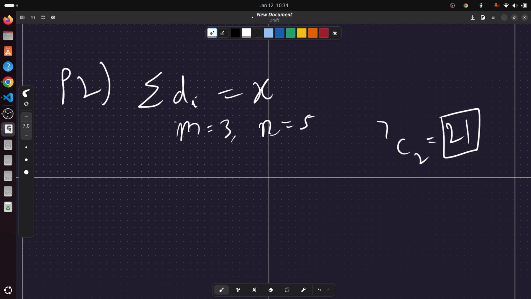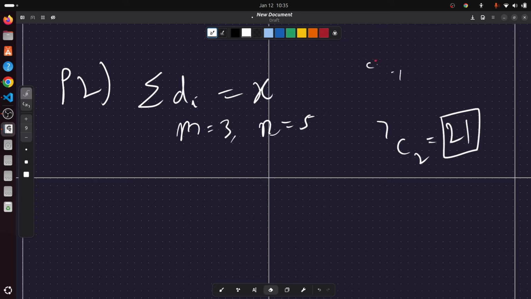Or actually no, this 21 is including zeros also. If you need this di to be at least 1, then the formula is different. Then it is n minus 1 C m minus 1. So in that case it is only 4, right? Or no, actually 6. Okay. So how this comes, I'll tell you that.